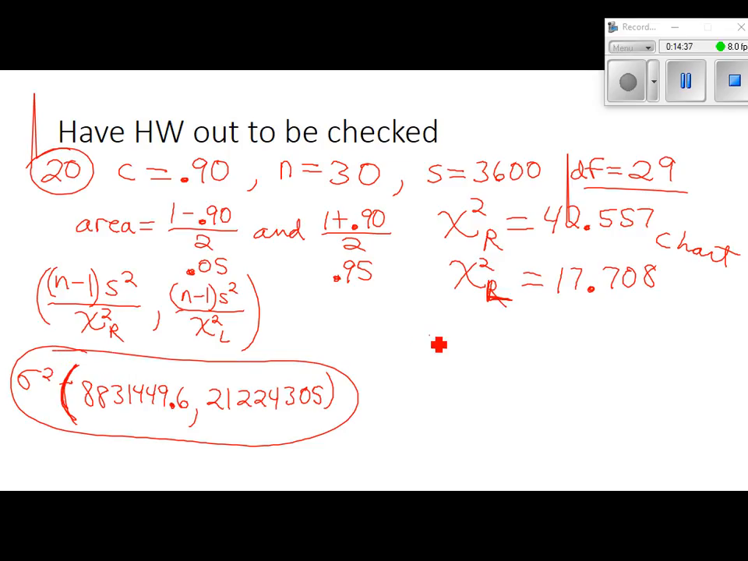How do we find the standard deviation? Take the square root. So take the square root of this number.